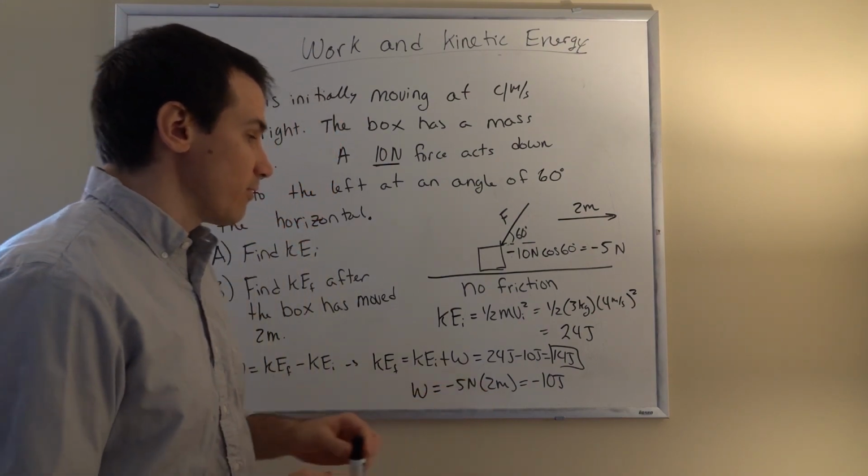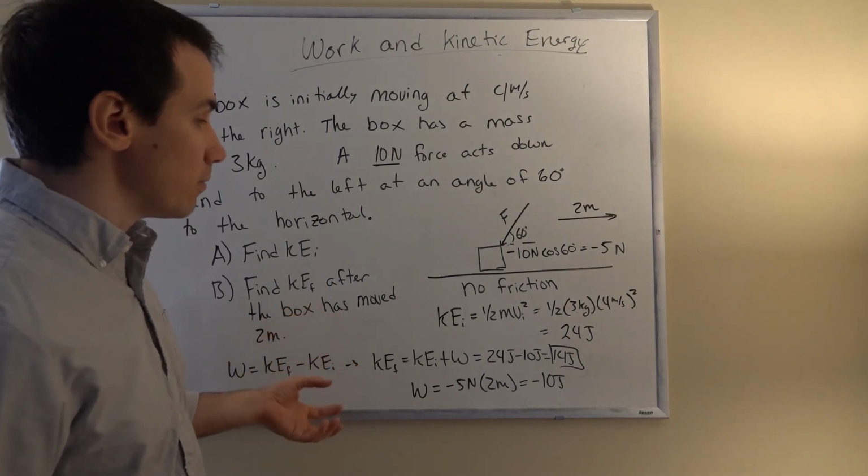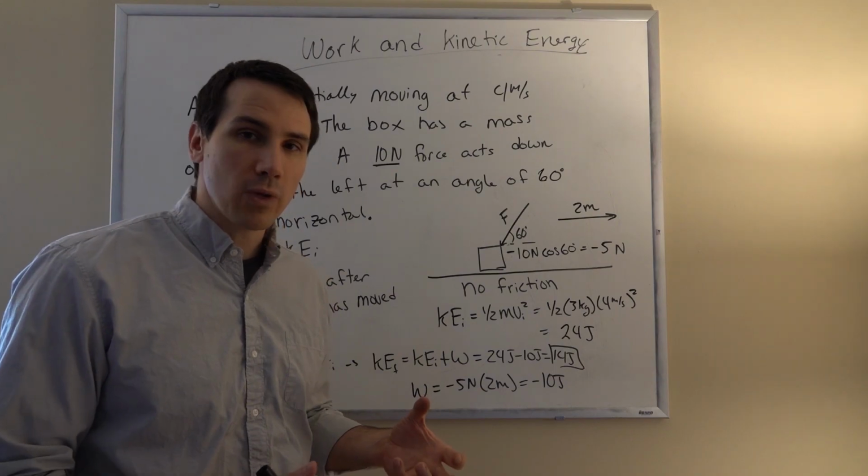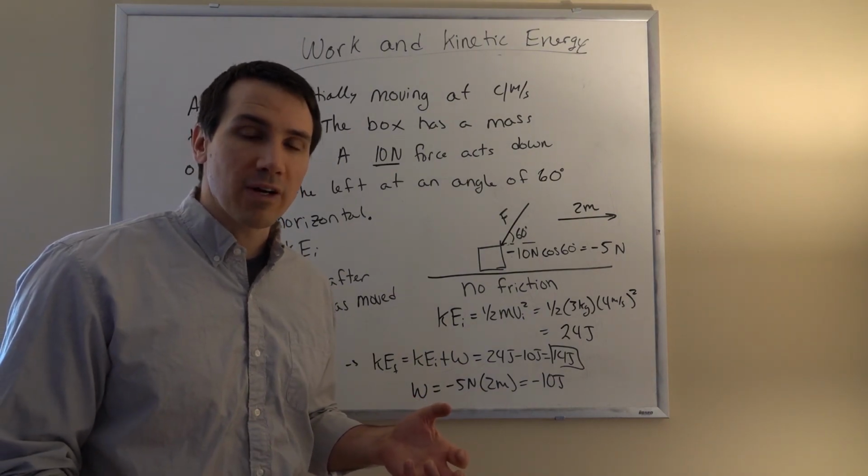From this, I could of course find my final velocity as well, because I can relate my final kinetic energy to 1/2 m v final squared. Since I know my mass, I know my final velocity as well.